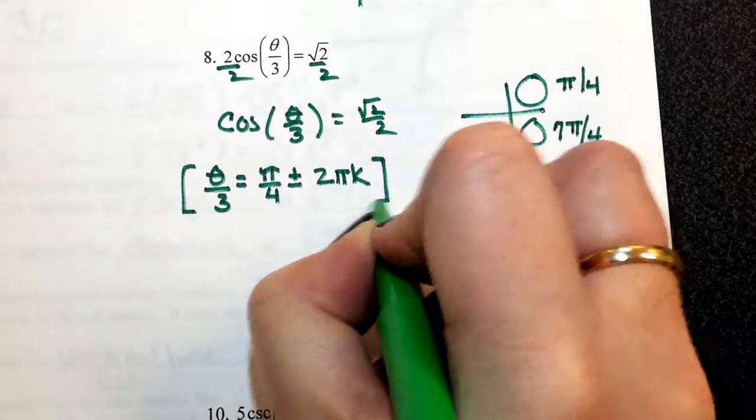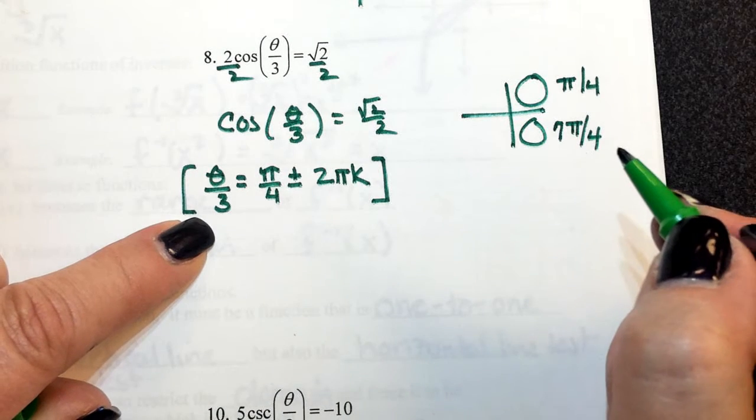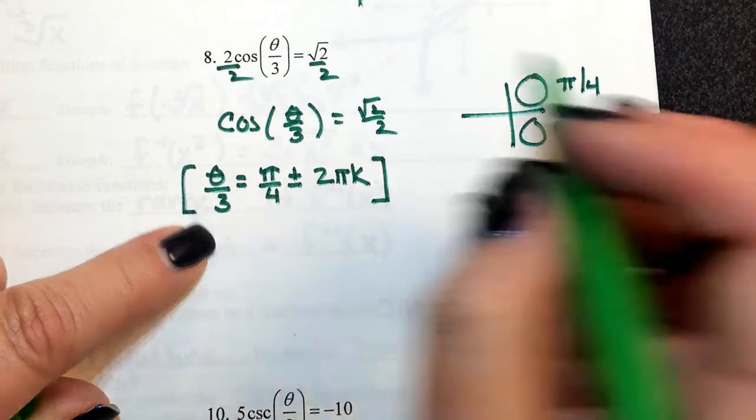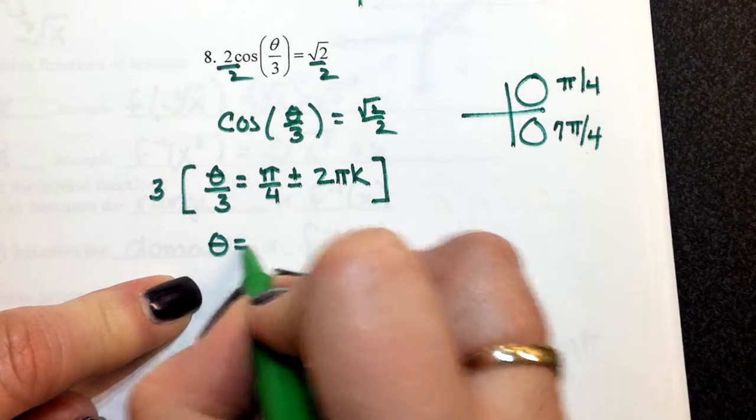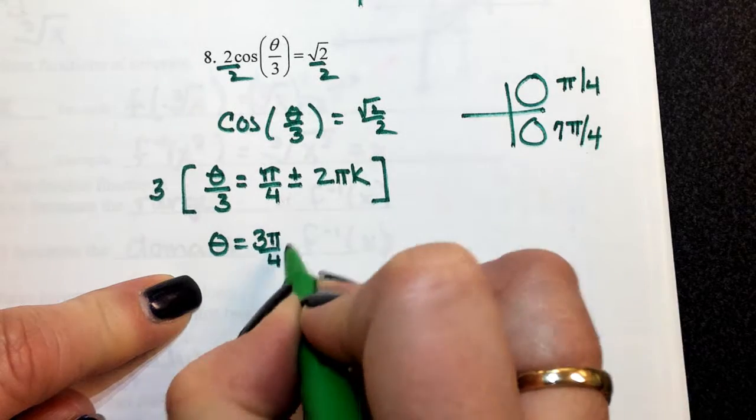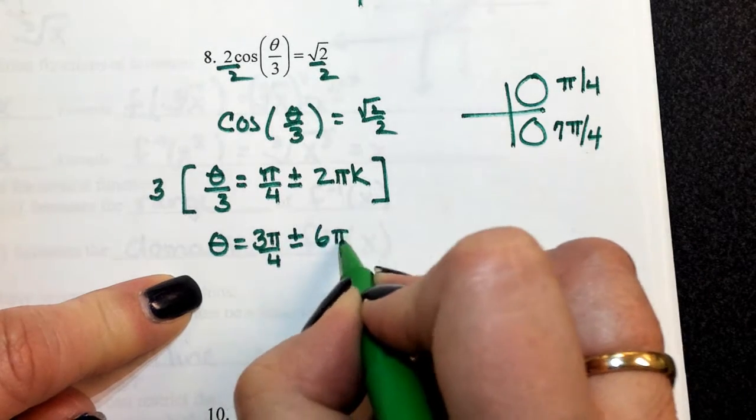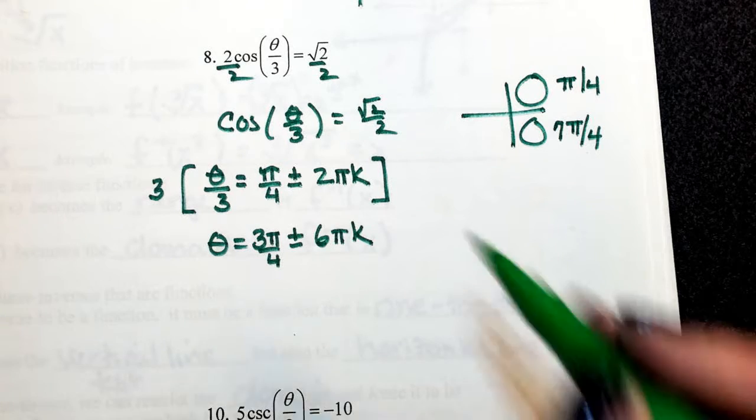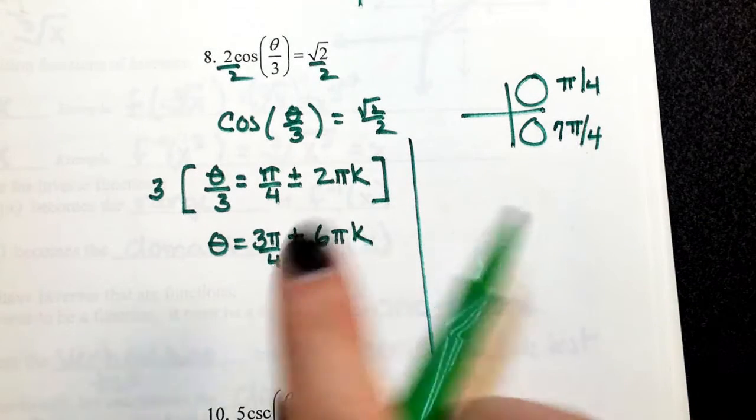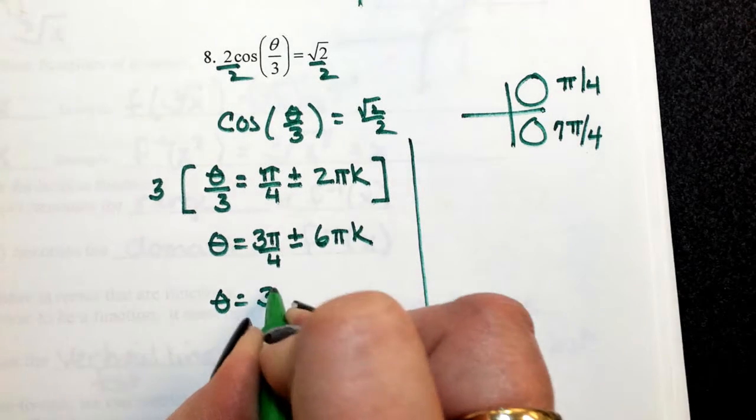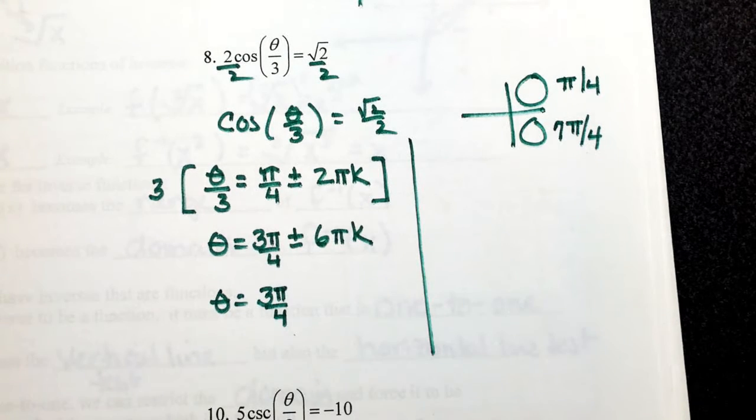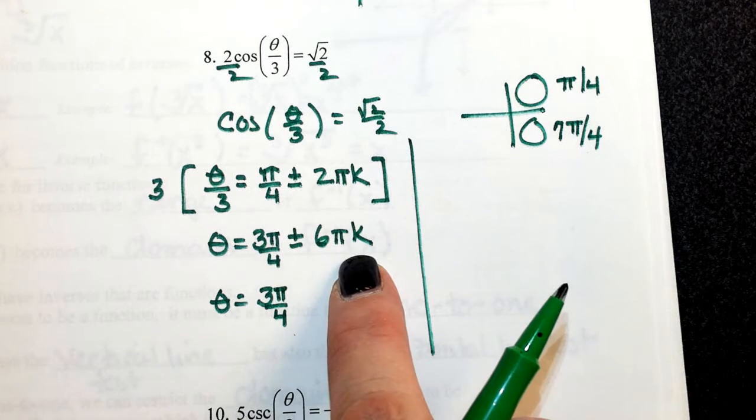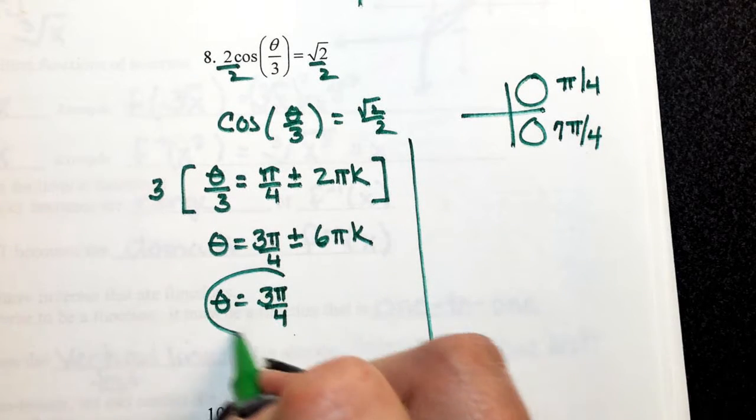So just because it's theta divided by 3, what am I going to have to do here? I'm going to have to multiply everything by what? 3. So theta is going to be equal to 3 pi over 4 plus or minus 6 pi k. Actually, when you see the division, you end up with fewer answers. So then, what's the only solution you're going to get from this one angle? When I plug in 0 for k, the only angle is going to be what? 3 pi over 4. Do I need to go any further? No, because it's adding 6 pi. So you only have the one answer here.